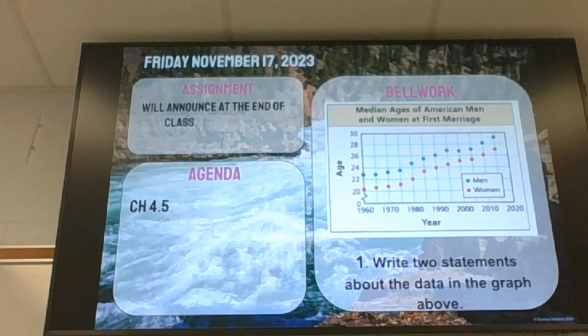Both of them are ascending. What a great math and science word. Ascending means going up. They're both going up. But what's going up? Let's try and say that.